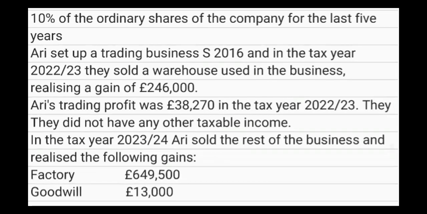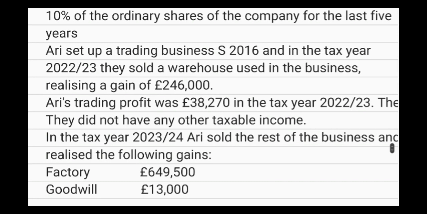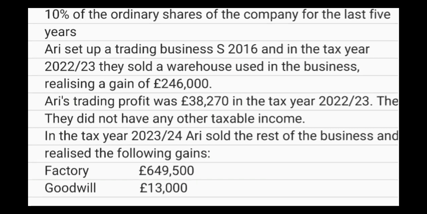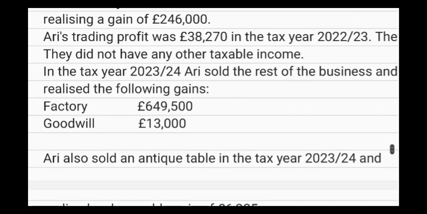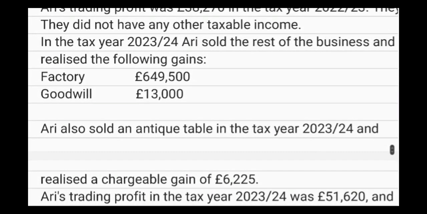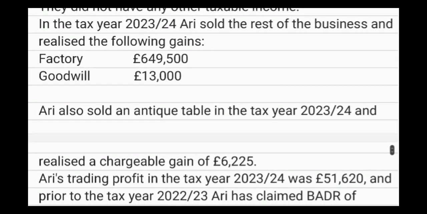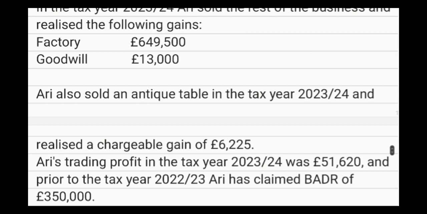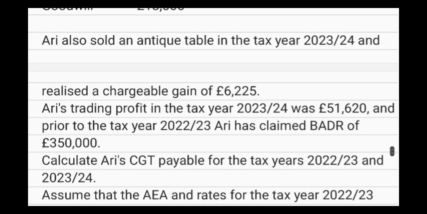They did not have any other taxable income. In the tax year 23-24, RE sold the rest of the business and realized the following gains: 6,49,000 on the factory and 13,000 on goodwill. RE also sold an antique table in the tax year 23-24 and realized a chargeable gain of 6,225. So now it is about next year. So we have to make computation of 2 tax years.